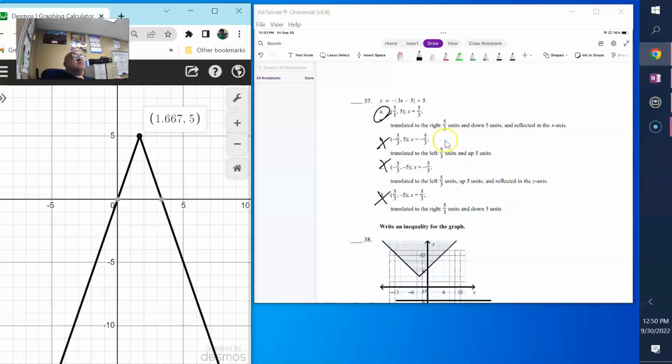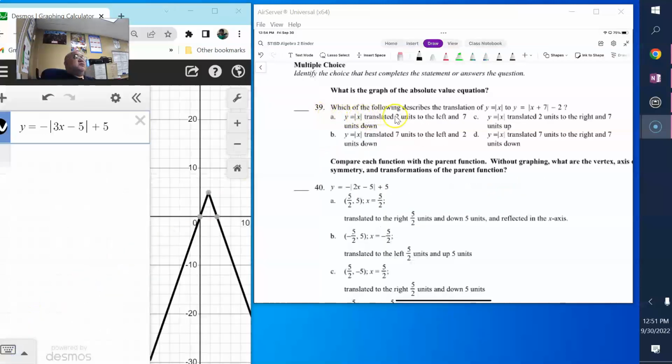It doesn't look like the answer is correct here. That should have said up 5 units and reflected across the x-axis. This should have said up. So the only possible answer is A. Translated 5/3 units to the right. The axis of symmetry is x equals 5/3, but it doesn't go down, it goes up 5 units, and then it's reflected over the x-axis. So the only answer that it could be is A.